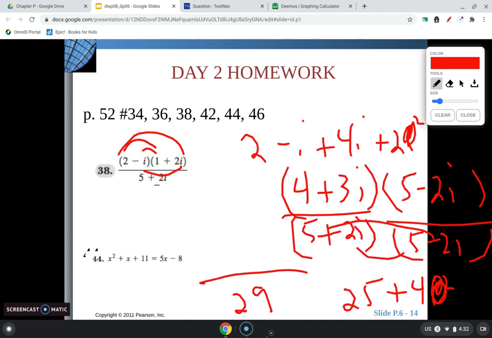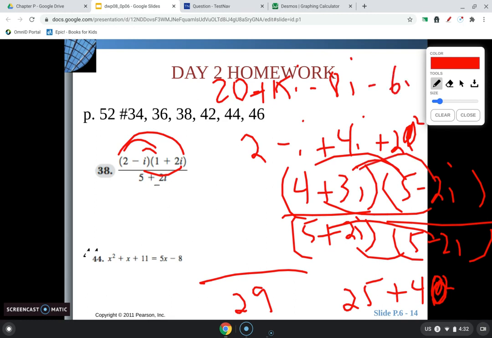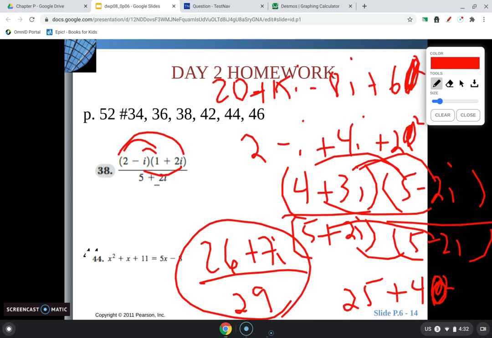Okay. And then on the top, we've got 4 times 5 is 20, plus 15i, minus 8i, minus 6i squared. So that becomes plus 6. So 20 plus 6 is 26. And 15i minus 8i is 7i. So 26 plus 7i over 29. So that would be how you would do 38 on your assignment.